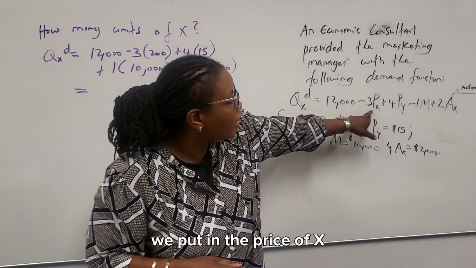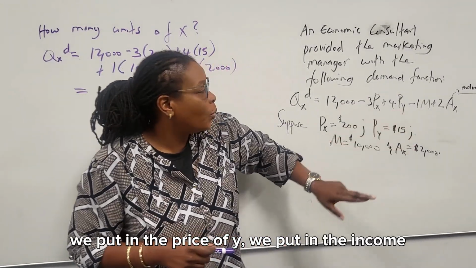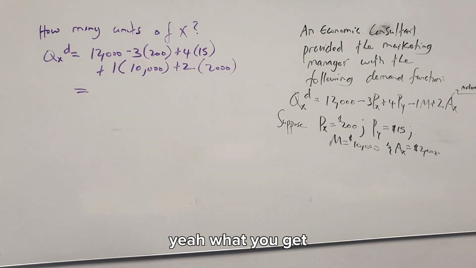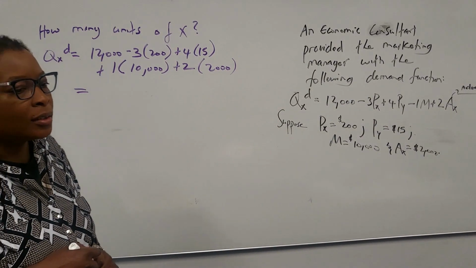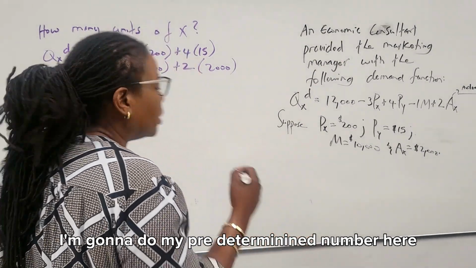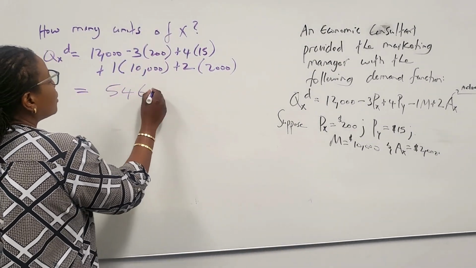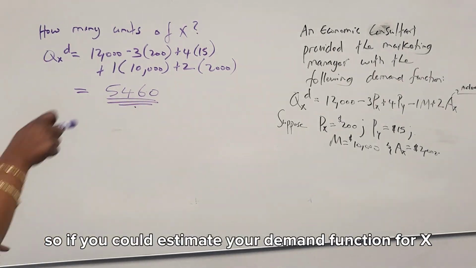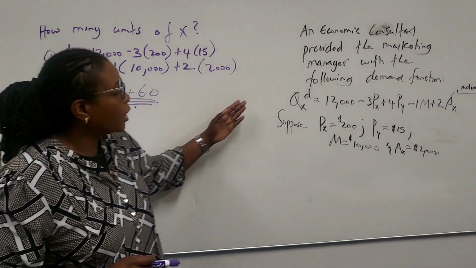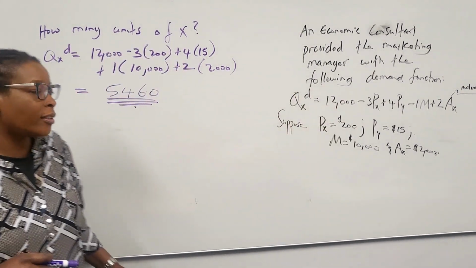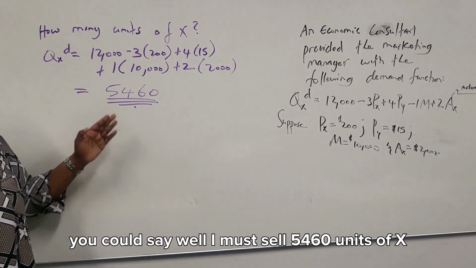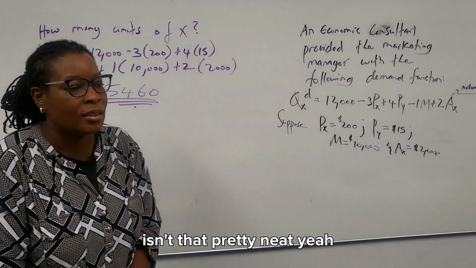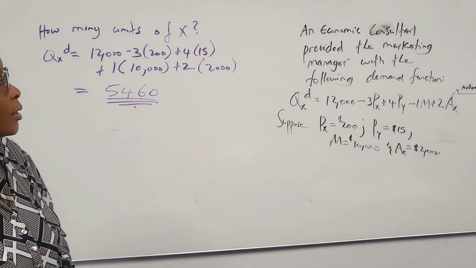So pump them in your calculator, get them in. We put in the price of X, we put in the price of Y, we put in the income, we put in the advertising. Yeah? What do you get? I'm gonna do my predetermined number here. Should have got this. So if you could estimate your demand function for X, pop in these scenarios, you could say, well, I'm gonna sell 5,460 units of X given the scenarios that are outlined. Isn't that pretty neat? Yeah?